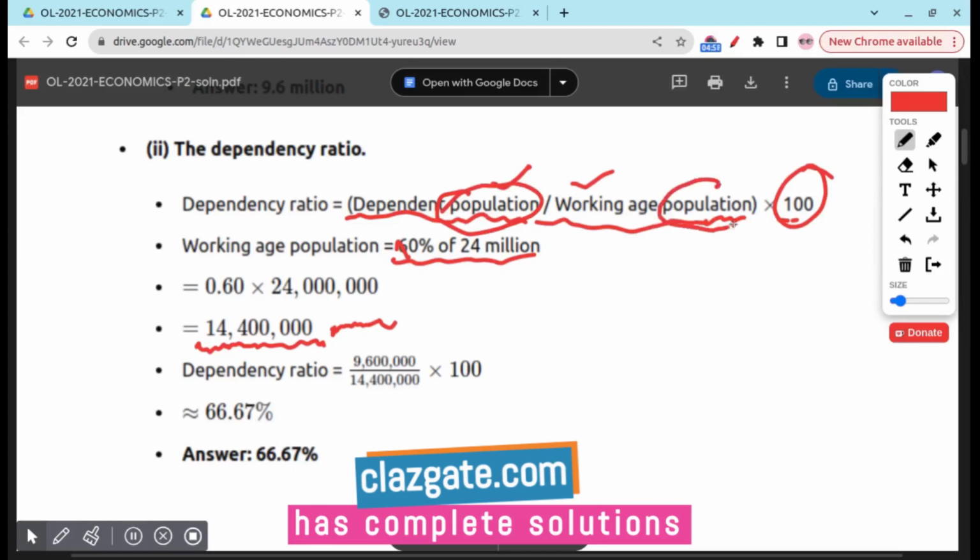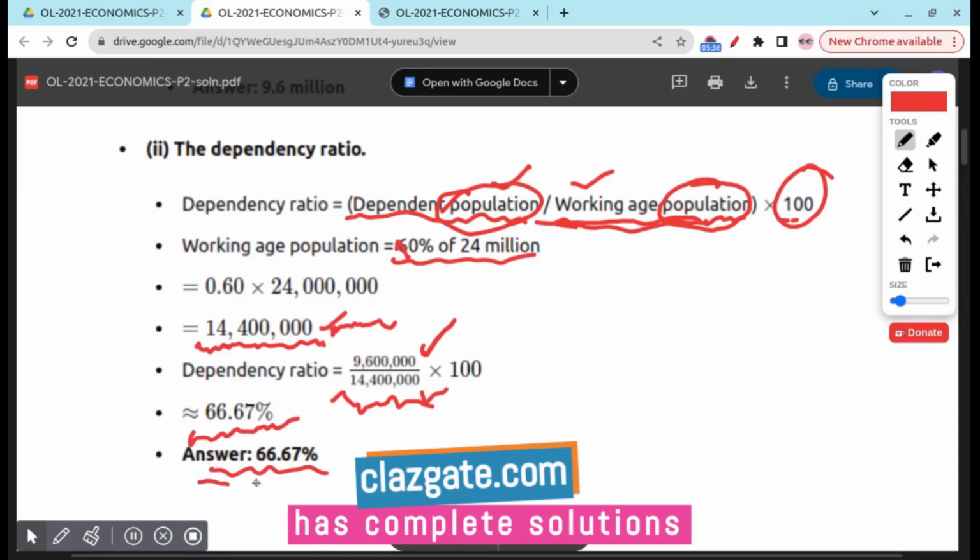That's why we're calculating the independent population first, the working population first. So the working population is 14,400,000. That should be the denominator, because the working age population is the denominator, and the dependent population is what we divide by the working population. So the dependent population is what we calculated above, that's the 30% youth and the 10% old age. Then the working population is what we just calculated here, all of this times 100. So our dependency ratio is 66.67.